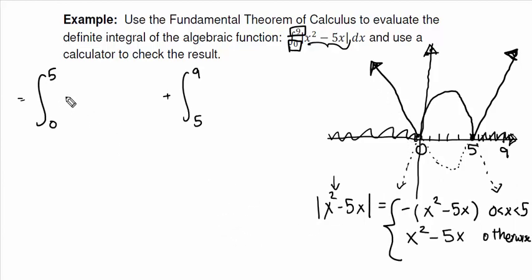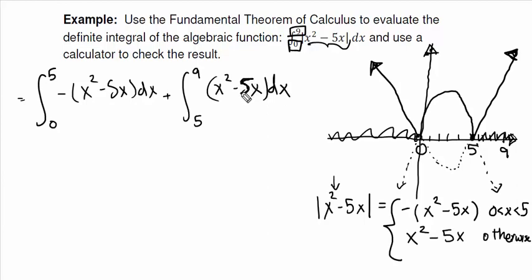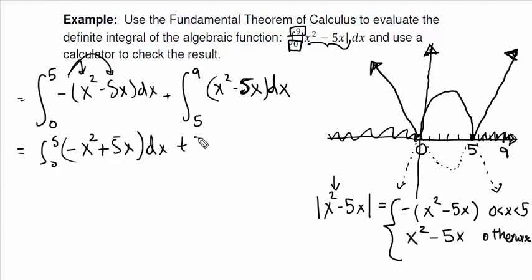So from 0 to 5, I have negative (x squared minus 5x) dx, and from 5 to 9, I have x squared minus 5x dx. By the way, this is not one that I would normally have you do because it is a little bit harder. Now I'm going to distribute this negative so that I don't forget. So it's negative x squared plus 5x, and this will be x squared minus 5x.